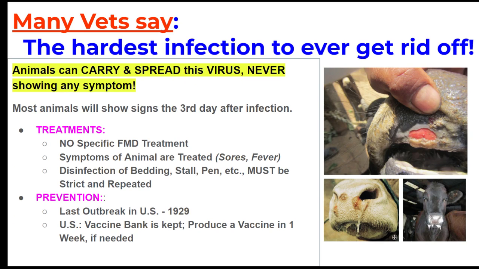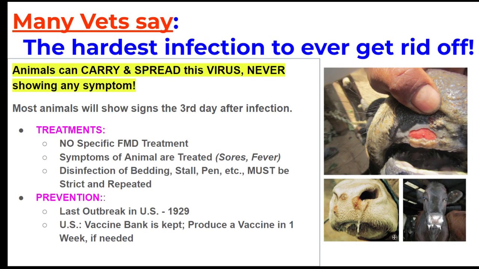Prevention is key. There must be a sanitation protocol put in place at the facility. The last outbreak in the United States was in 1929, so we have not had this disease in terms of an outbreak for many, many decades. We also have a vaccine bank in the United States so that if an outbreak does occur, we could produce a vaccine within 1 week if needed.